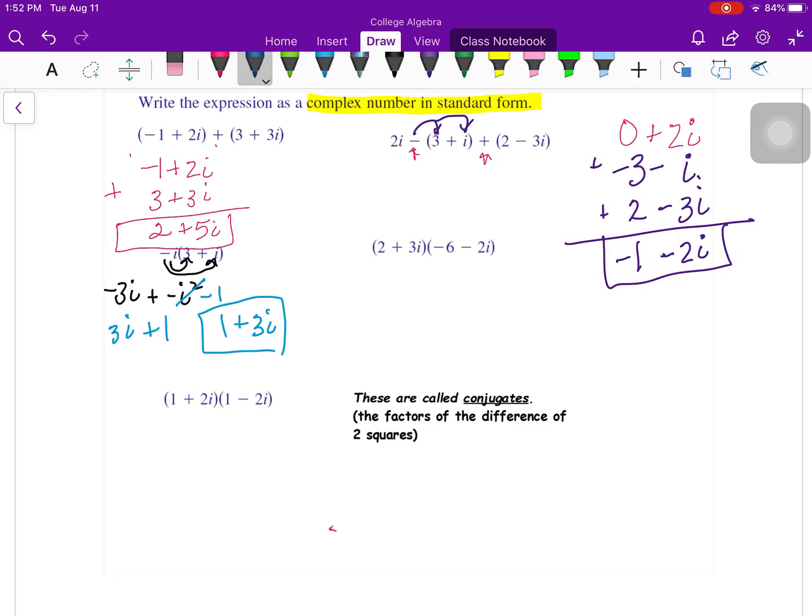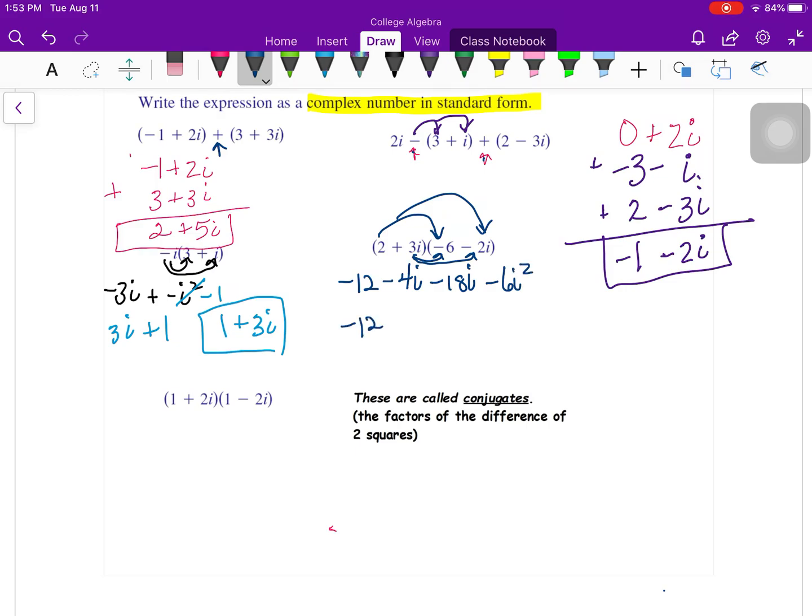All right, then I have 2 plus 3i times negative 6 minus 2i. You're going to have to watch what is done in between your parentheses. Like here, it was adding. Here, it was subtracting and adding. Here, it's multiplying. So I'm going to FOIL this. So I'm going to take 2 times the negative 6, which is negative 12, and 2 times the negative 2i is negative 4i. Then I'm going to take 3i times negative 6, negative 18i, and 3i times negative 2i, negative 6i squared.